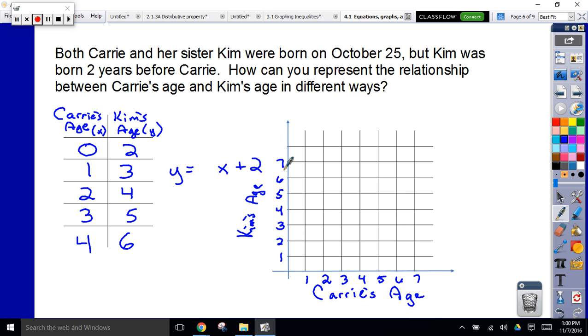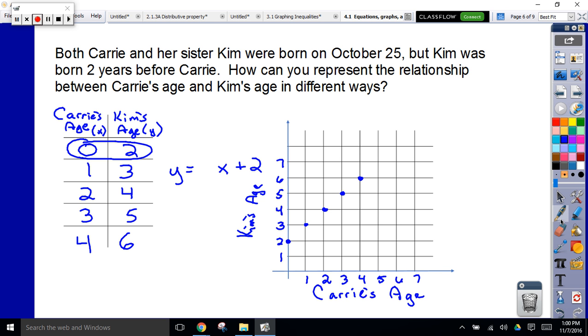So when Carrie was 0, Kim was 2. Technically, Carrie would have been born. Right, the day that Carrie was born, Kim was 2. So we're going to put our first point right there. When Carrie was 1, Kim was 3. When Carrie was 2, Kim was 4. When Carrie was 3, Kim was 5. When Carrie was 4, Kim was 6.